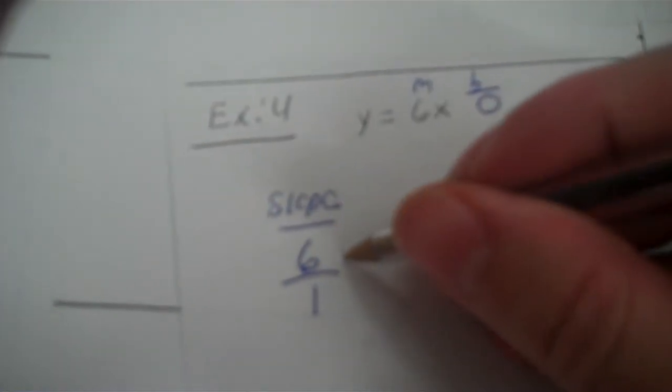Need to make it a ratio by putting a 1 underneath it. So I go up 6, because it's positive, and 1 to the right. So 1, 2, 3, 4, 5, 6, 1 to the right. Can't really do it again, because we run out of space. Again, another steep line.